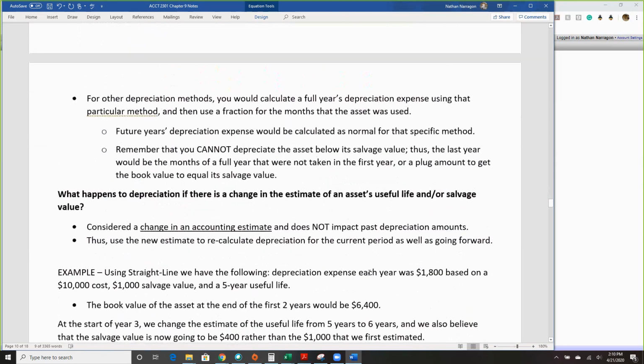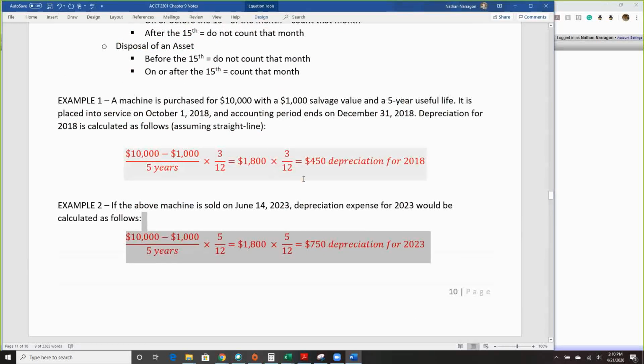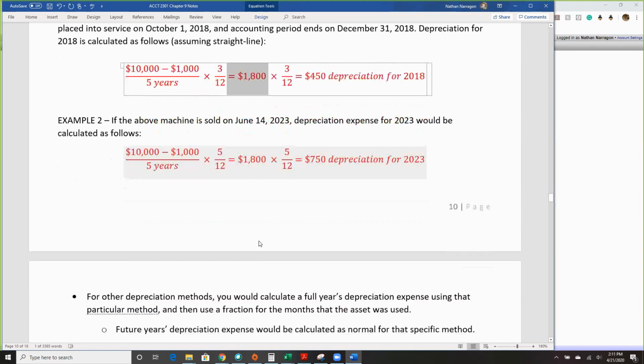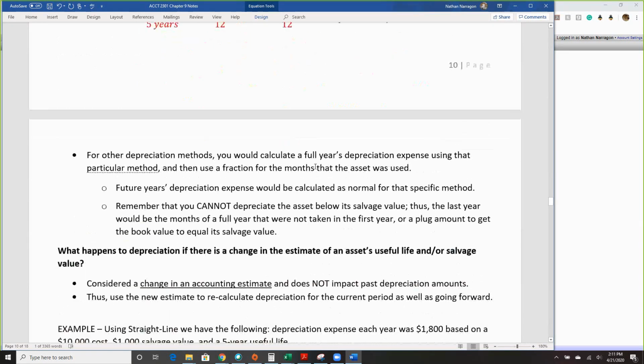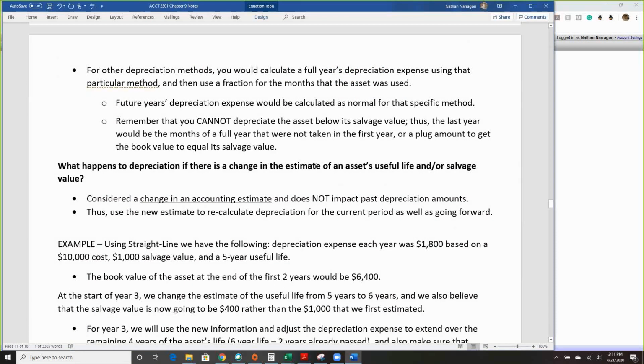When we look at these, even though it's partial, that's only for that particular year, 2018. In 2019, the depreciation expense would have been $1,800 if we had it for a full year. So be careful, don't think this is your new annual amount. And again, be careful of salvage value and do not go below it.